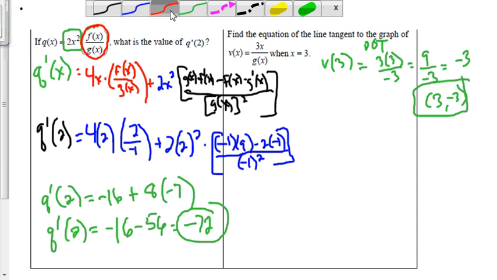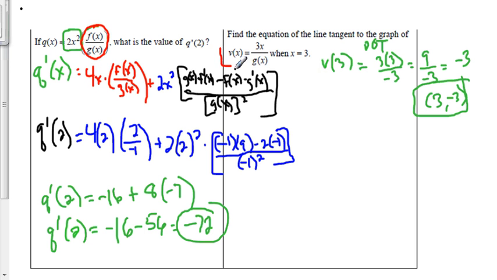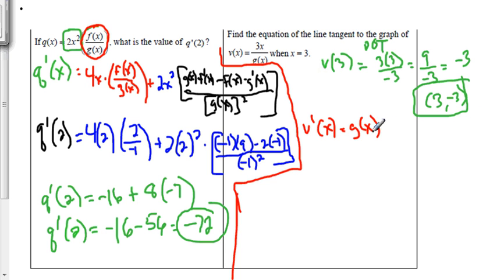All right, so I got my point. What else do I need? I need the slope. How do I find the slope? I find the derivative. So I'm going to end up using the quotient rule. And let me save some space. Sorry, that first one took too much space. I'm going to use the quotient rule, and then I'm going to find the slope, and I know point and slope. I can put into the equation of a line.